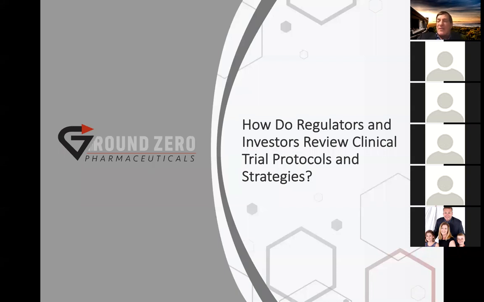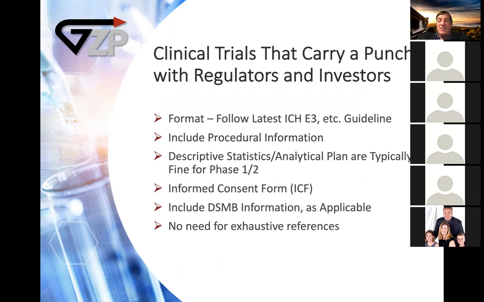How do regulators and investors review clinical trial protocols and strategies? Well, you want to design a clinical trial that can carry a punch with both regulators and investors. Some housekeeping: you should follow the latest guidelines on clinical trial protocols, include full procedural information on the trial, include descriptive statistics, and an analytical plan. Those are fine for phase 1-2. Again, this talk is oriented more towards early programs. The informed consent form should be included.